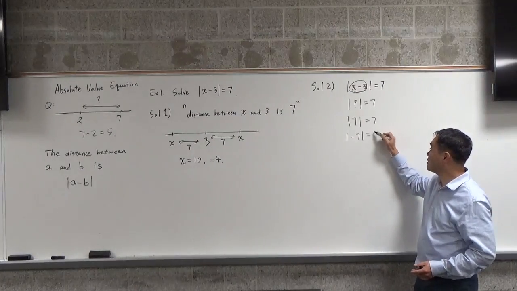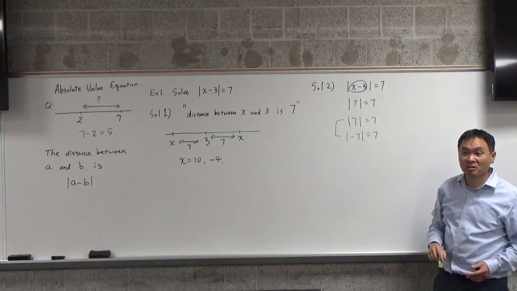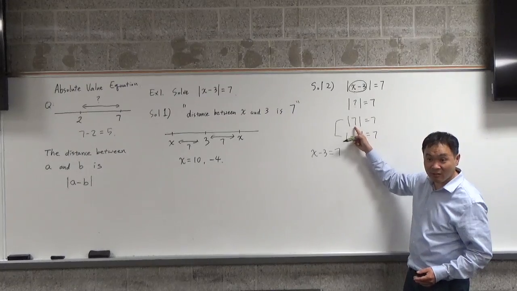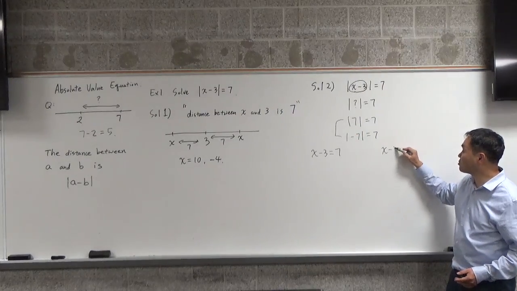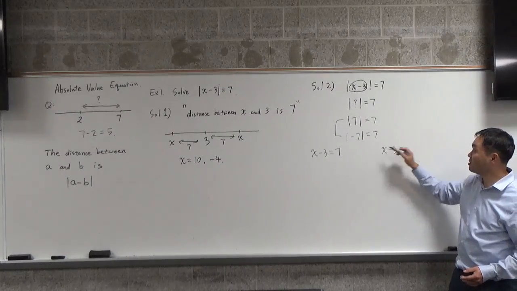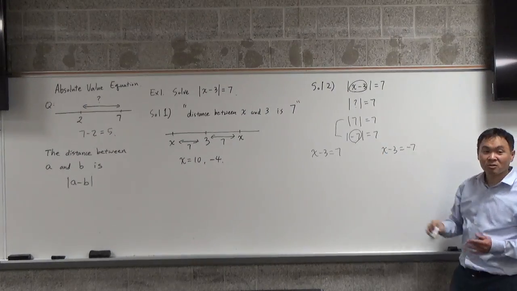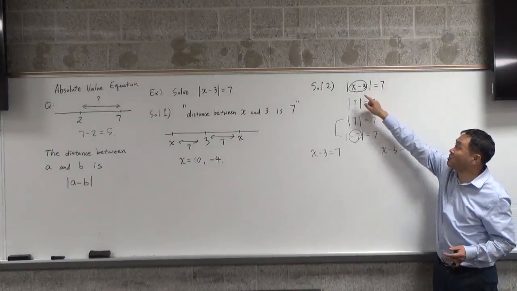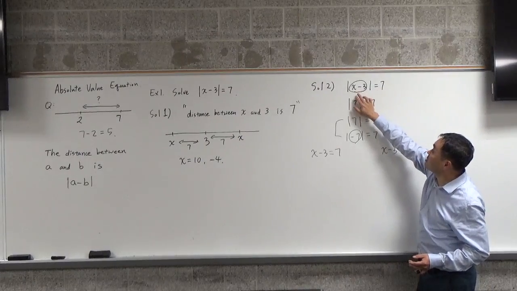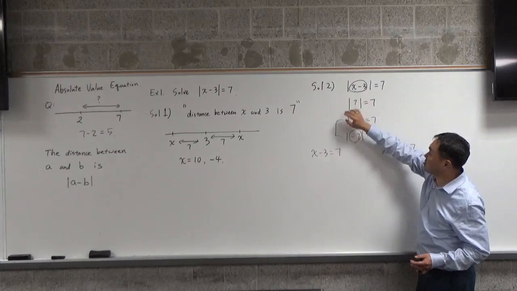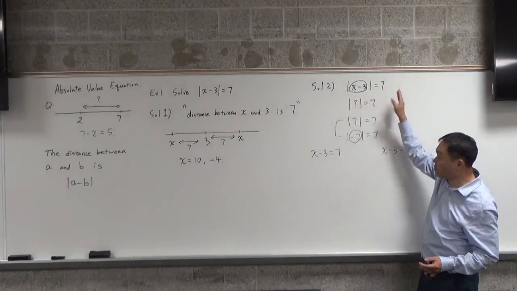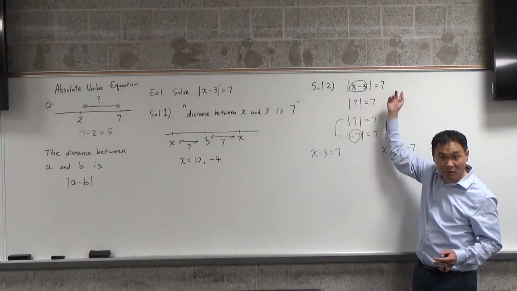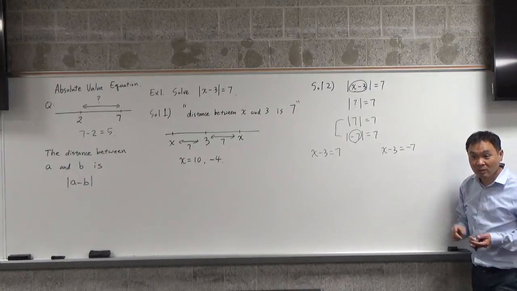Negative 7. Right? So because of these two possibilities, we can say either x minus 3 is 7, in this first case, right? Or x minus 3 could be negative 7, right? So in other words, there are two ways that this solution can happen. It's one case where x minus 3 is 7, so that absolute value of 7 is 7, or x minus 3 is negative 7, so that its absolute value of negative 7 is positive 7. So there are these two cases, right?